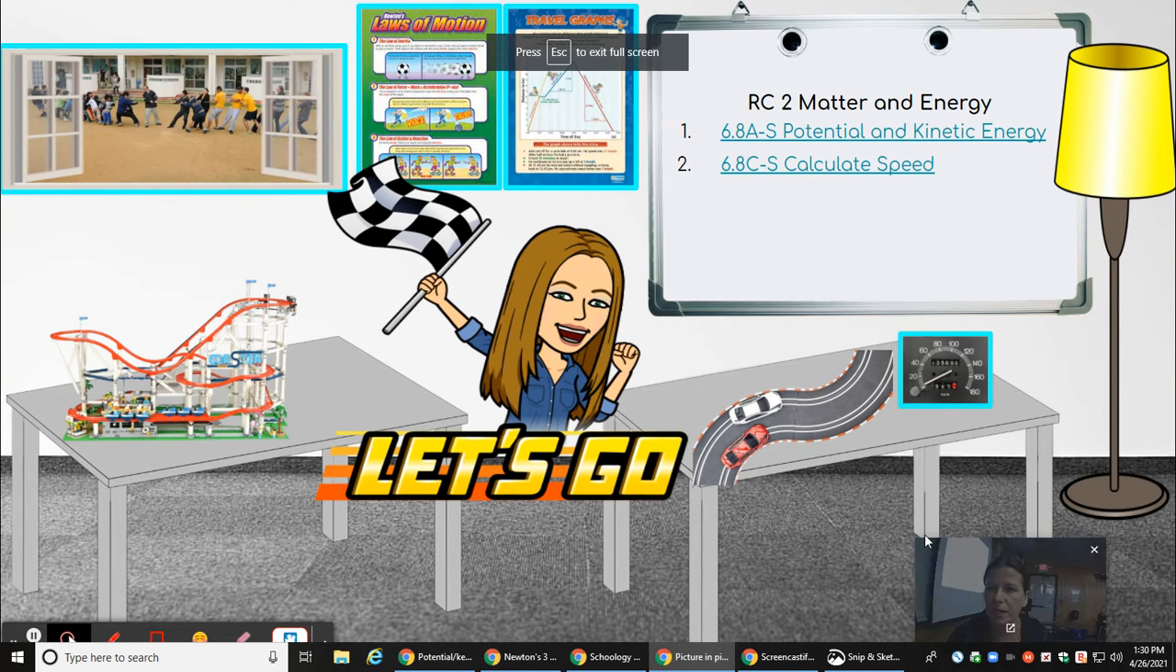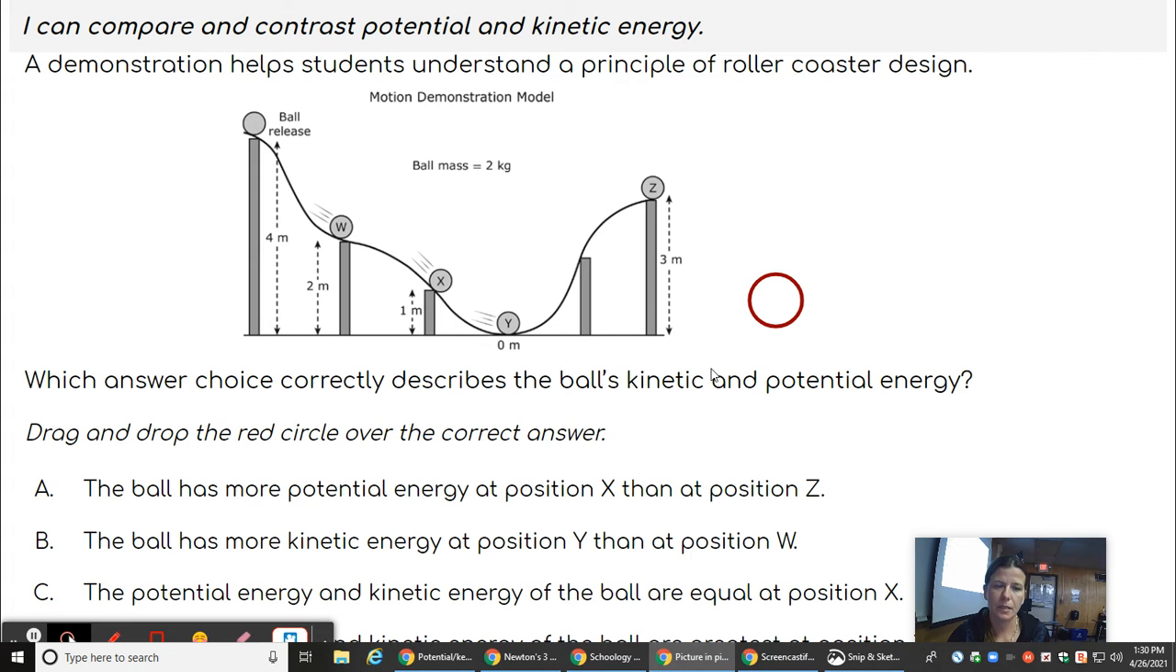Matter and energy, potential and kinetic energy, and calculating speed. Today we're going to compare and contrast potential and kinetic energy. A demonstration helps students understand the principle of a roller coaster design.